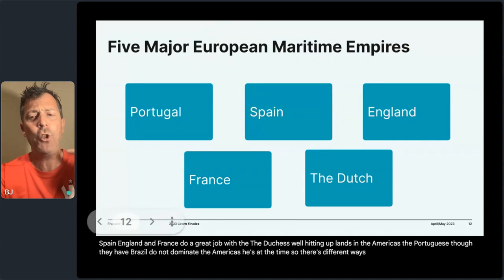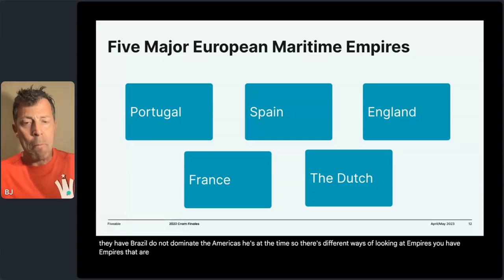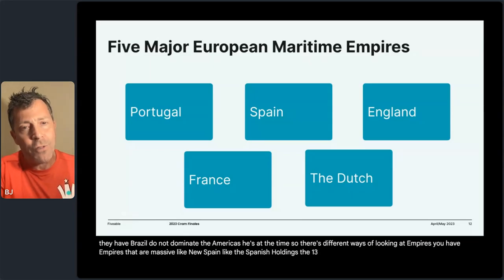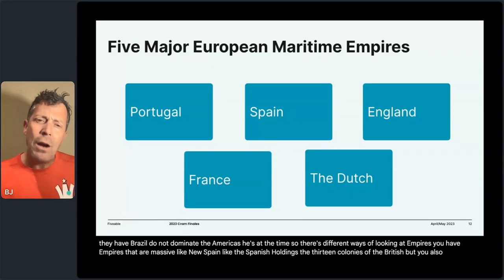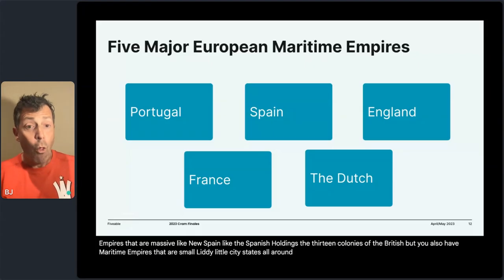So there's different ways of looking at empires. You have empires that are massive, like New Spain, like the Spanish holdings, the 13 colonies of the British. But you also have maritime empires that are small little city states all around the world.